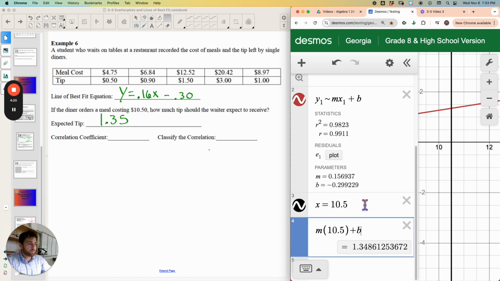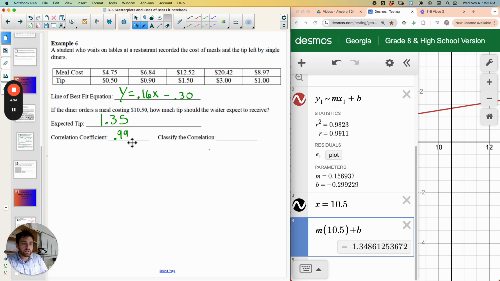Okay, so last thing we want to talk about is the correlation coefficient. So all you have to do is look here for r. It's 0.9911, and that's really, really close to 1, so we say that that is strong, and that's positive. That's a strong positive correlation.